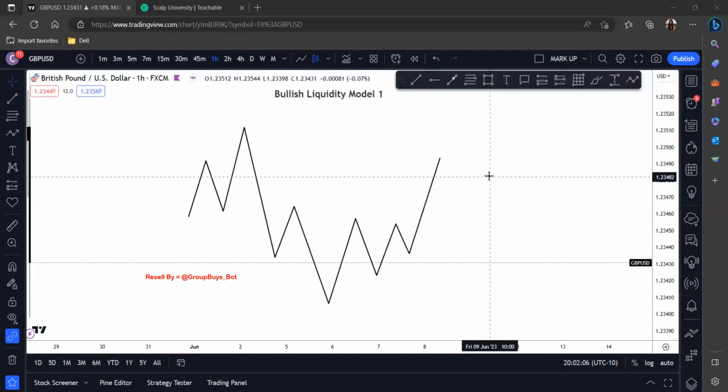So I want to go over these models to show you guys how you are essentially trapping yourselves into getting into the market with the majority of the buyers and sellers in the market, and how you are essentially being that liquidity as well. So this is the first bullish liquidity model.